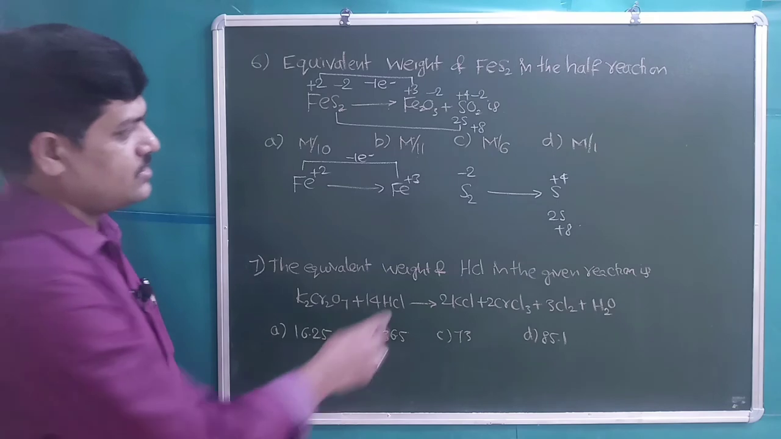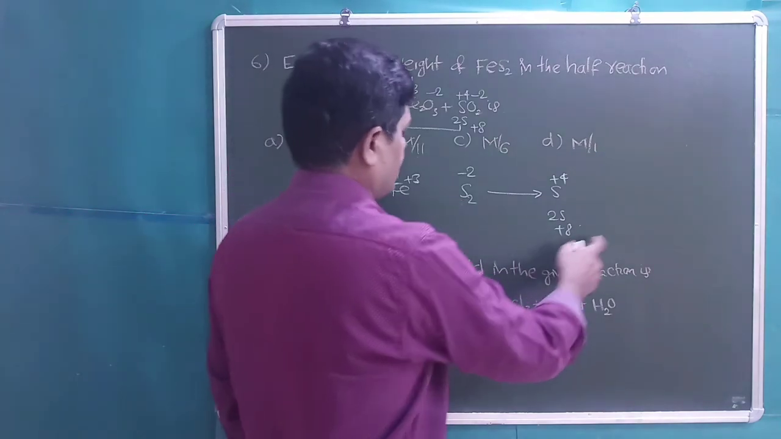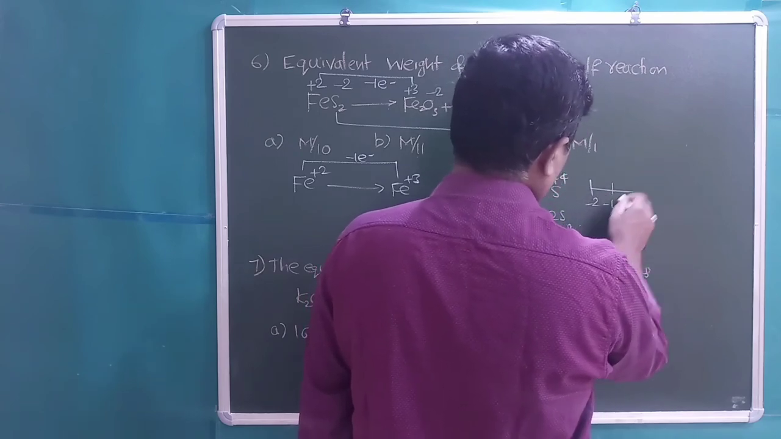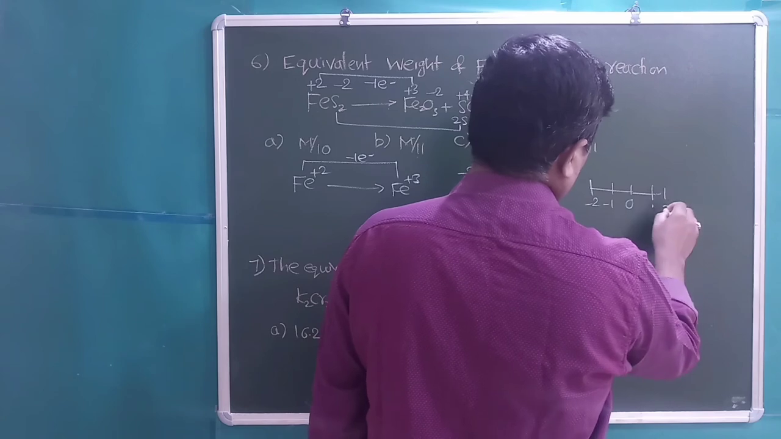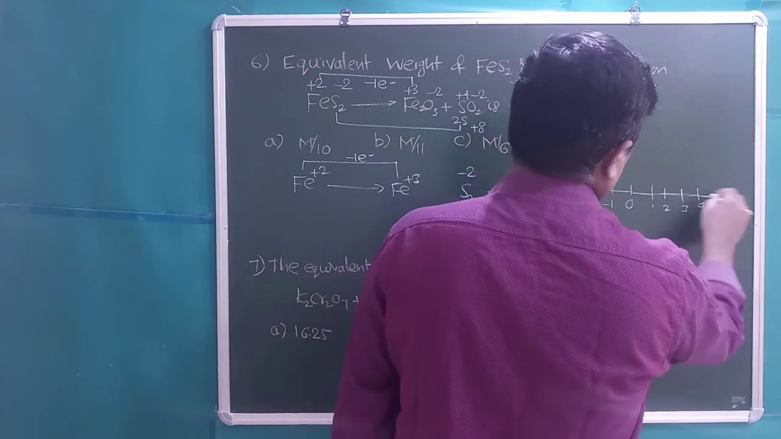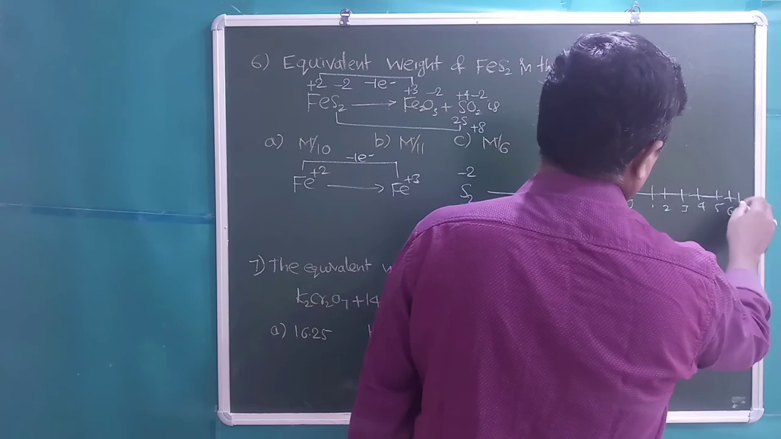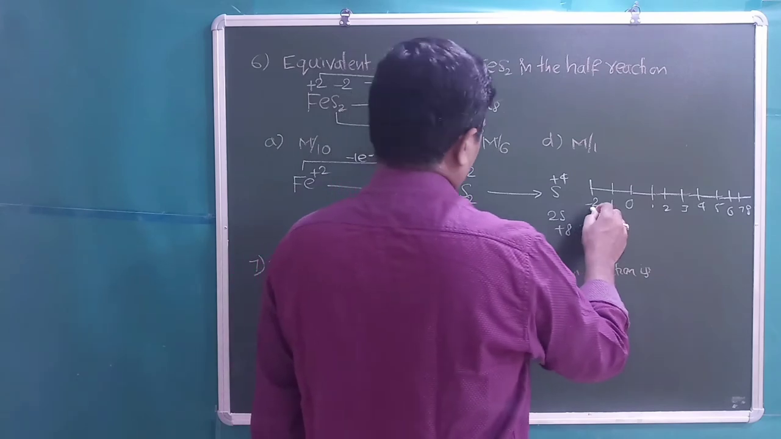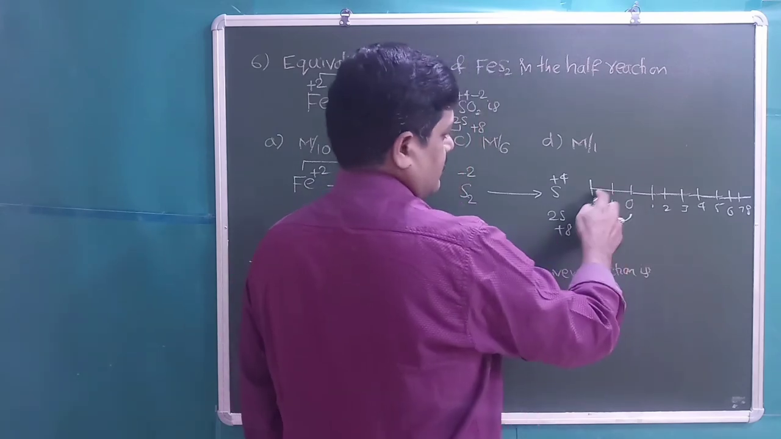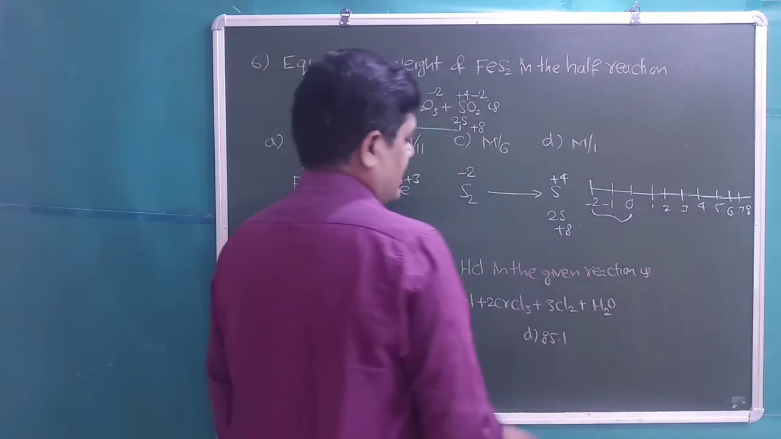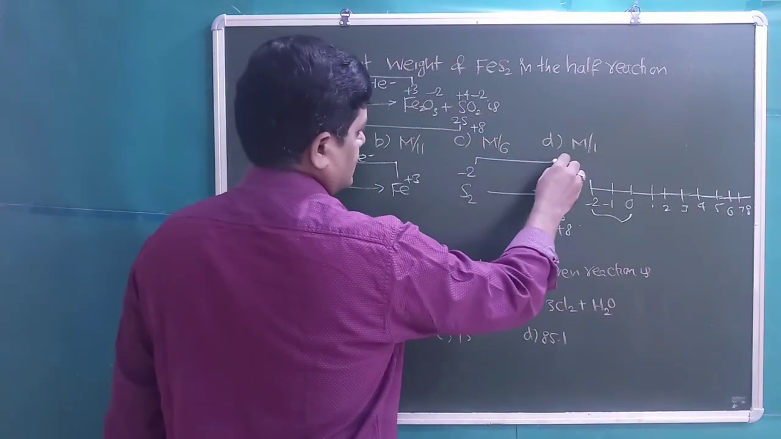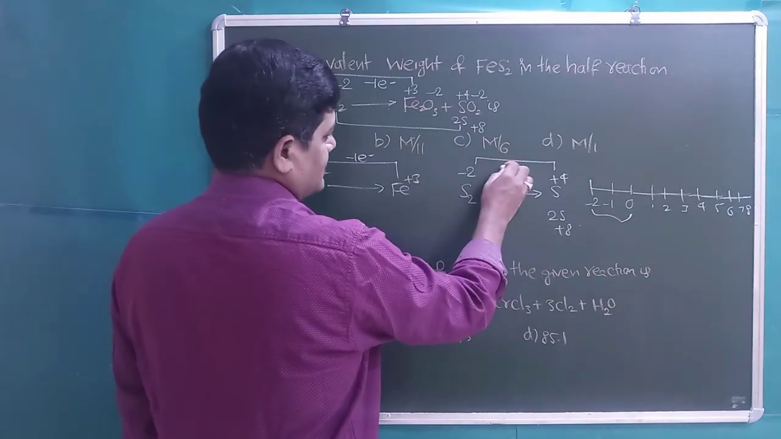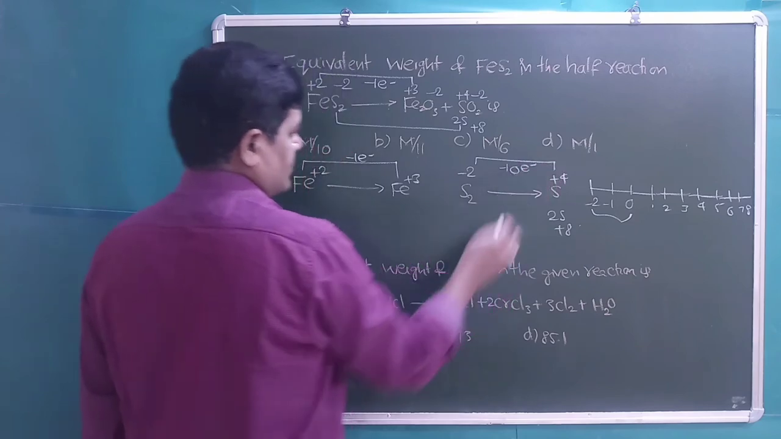Then how will -2 convert into +8? On the number line, you take -2, -1, 0, 1, 2, 3, 4, 5, 6, 7, 8. So how many electrons are transferred? It is undergoing oxidation. So this is 2 plus 8, 10 electrons, right? So S2 is converting from -2 to +8. This is possible when it loses 10 moles of electrons.